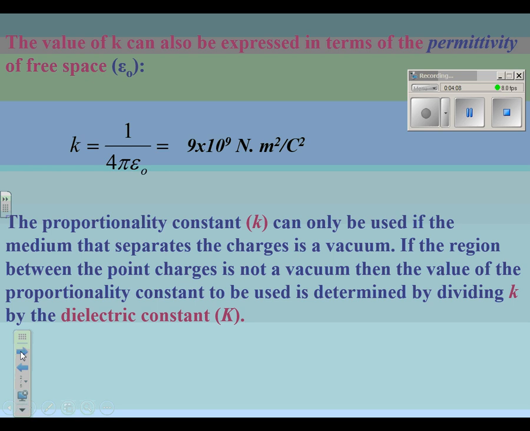K is used primarily when we're talking about air, and everything we do is in a vacuum or with air, so our K value is always going to be 9 times 10 to the 9th. But if I use something besides air, the value would be a little bit different, because that would be called a dielectric, and that would cause the charge to not be able to move through the medium as well.